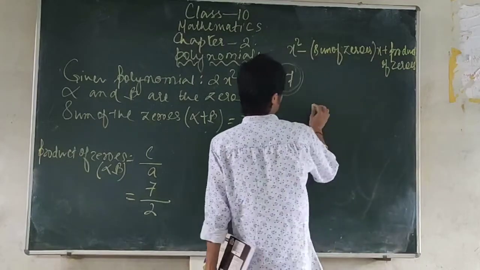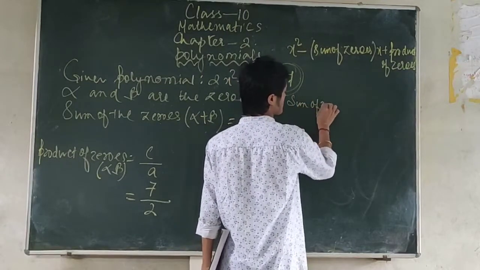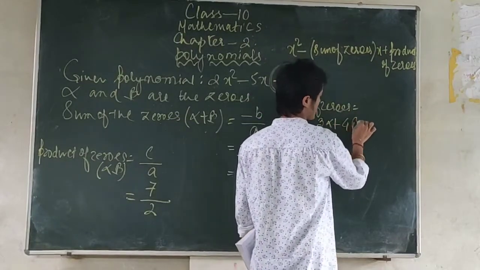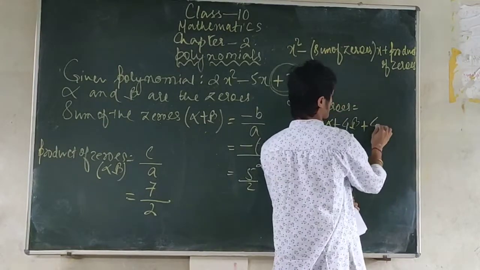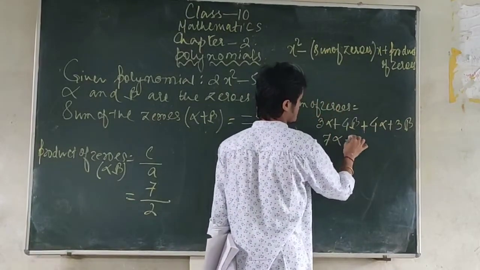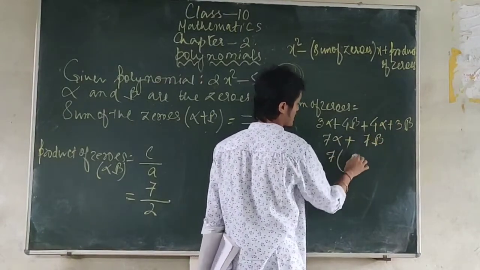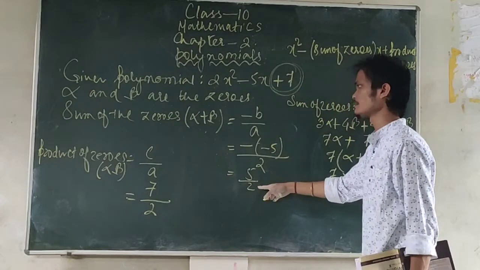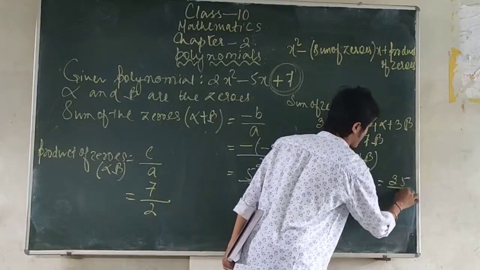So, sum of zeros equals the first zero, 3 alpha plus 4 beta, plus the second zero, 4 alpha plus 3 beta. 3 alpha plus 4 alpha is 7 alpha, plus 4 beta plus 3 beta is 7 beta. 7 is common, so 7 into alpha plus beta. The alpha plus beta value we got here is 5 by 2. So 7 times 5 by 2 is 35 by 2.